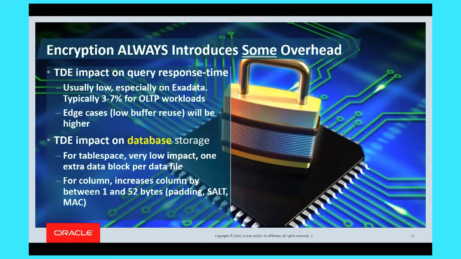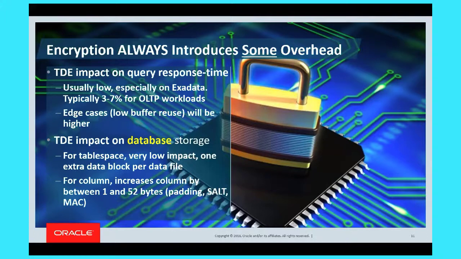We're often also asked, what is TDE's impact going to be on storage for the database? And a lot of this is people who are looking at older documents from Oracle 10 when we only had column level encryption. For tablespace encryption, the overhead of TDE is very, very low. You're going to have one extra data block per data file. So if you've got 16K data blocks, you're going to have 16K overhead, even if the data file is a terabyte in size. If you have 8K, it'll be 8K. Very, very low overhead.